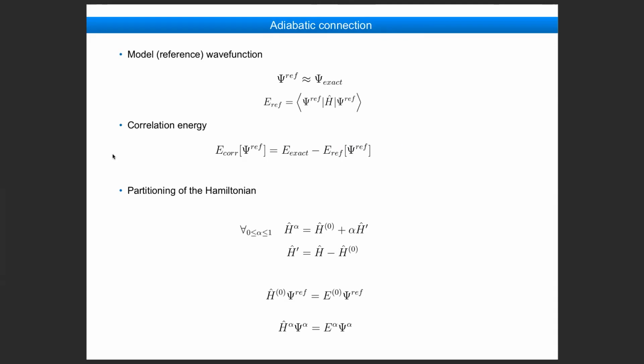I will call alpha a coupling constant. So alpha varies from 0 to 1, so it takes you from a non-interacting system when alpha is 0 to a fully interacting system when alpha is 1. So by varying alpha, you are adding more and more correlation until you get full correlation at alpha 1.